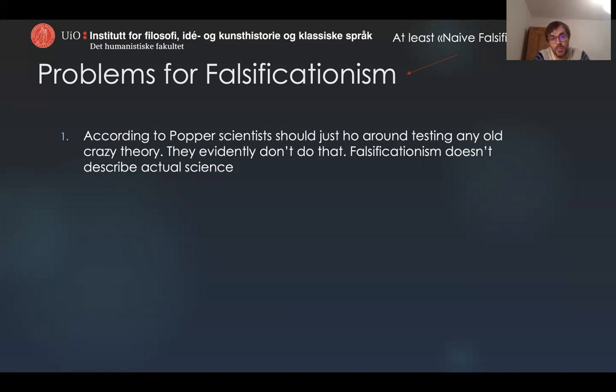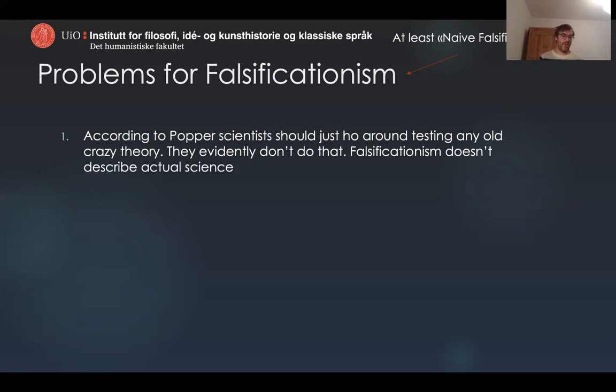So here's a first problem. According to Popper's falsificationism, what scientists should do is go around testing some theory. They should come up with some crazy ideas, and then they should try to falsify it.